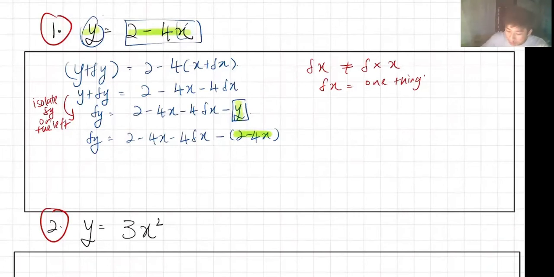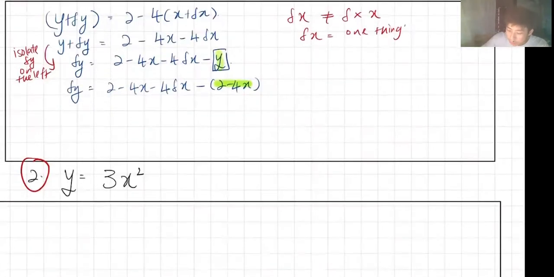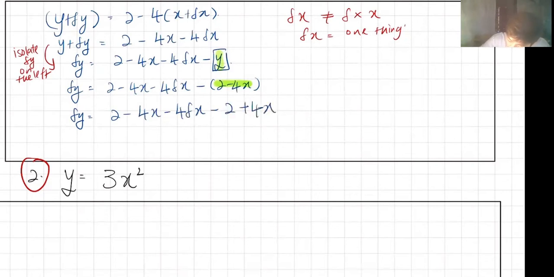As I said, why don't you do anything with this delta y? Because delta y is one thing. It's like another unknown, like z, or b or c, whatever you like. So we try to solve the right-hand side first. Delta y on the left is equal to 2 minus 4x minus 4 delta x minus 2 plus 4x. Don't forget, minus times minus is plus.